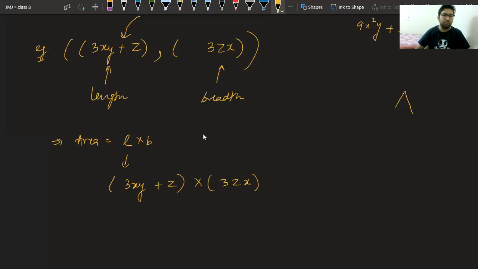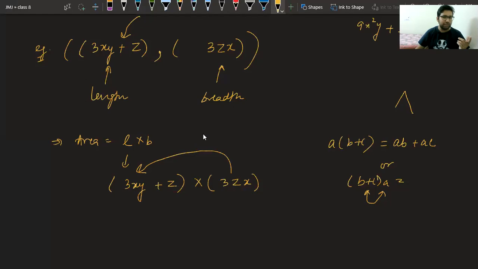So class, we have learned how to multiply a into b plus c. It is equal to ab plus ac. Or if I write like this, still it is the same thing, because we know product is commutative. So we can just do one thing. I can multiply 3zx in the first term, then a plus sign will come. Then I can multiply 3zx into the second term. That's it. This is your distributive property.